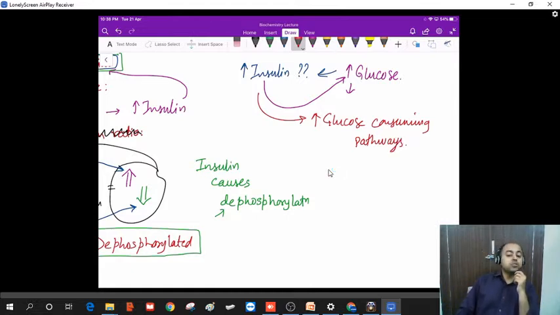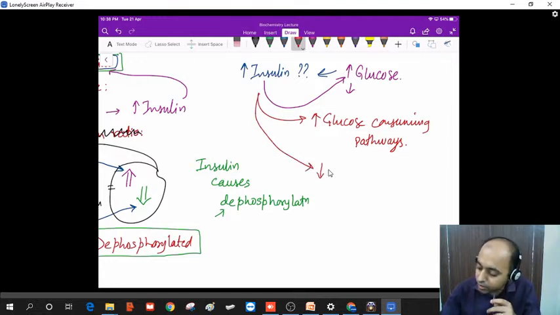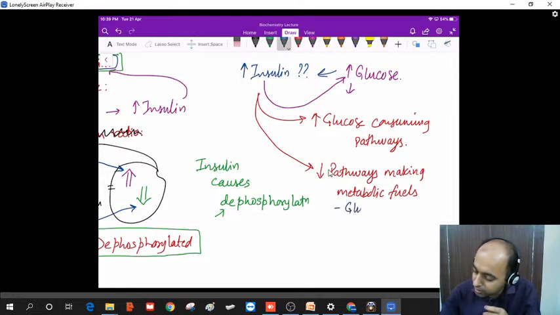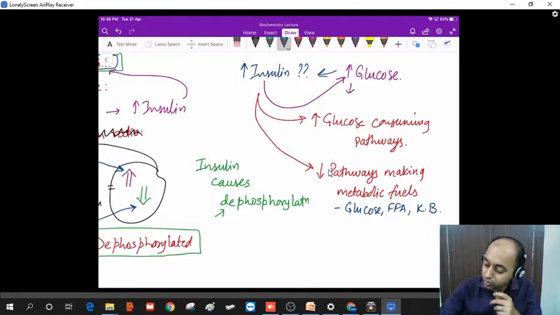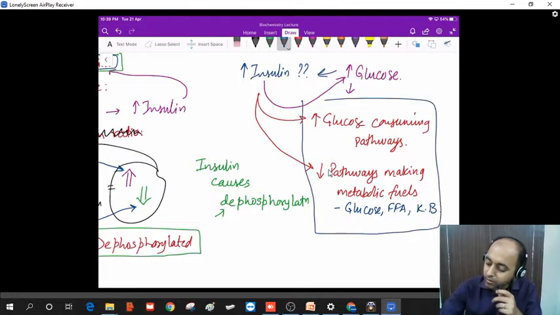Now, when insulin is increased, this means already a lot of glucose is there, and therefore all the pathways which generate fuel, whether it is glucose, whether it is fatty acid, whether it is a ketone body, must be downregulated. They are not required because their efficiency is not as good as in glucose. Therefore, it downregulates pathways which are making metabolic fuels. Which are the metabolic fuels? You should remember the metabolic fuels. The metabolic fuels are glucose, fatty acid, and the ketone bodies. So this describes the action of insulin. Insulin increases the glucose consuming pathways and it decreases the pathway making metabolic fuels.